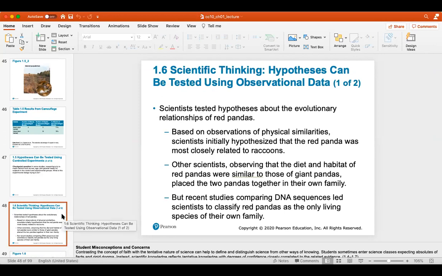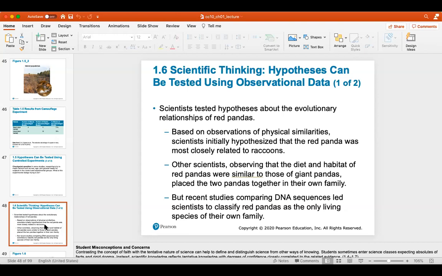Scientists test hypotheses about the evolutionary relationships of red pandas that we talked a little bit about at the beginning. It's based on observations of physical similarities. Scientists initially hypothesized that the red panda was most closely related to a raccoon, but other scientists who observed the diet and habitat of red pandas said that they're similar to those of giant pandas. So it placed the two pandas together in their own family, but now recent studies comparing the DNA sequences of both led scientists to classify red pandas as the only living species of their own family.